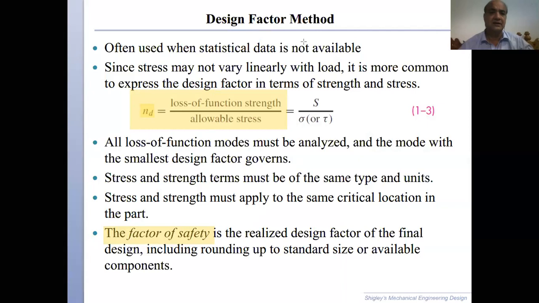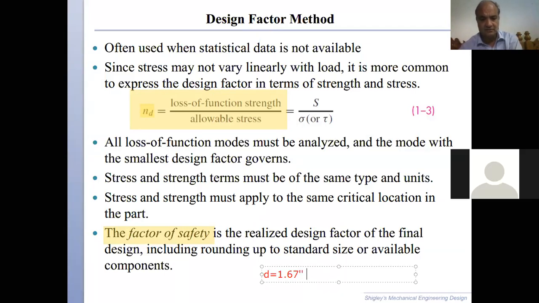For example, let's say you are performing a calculation and the diameter of a shaft comes out to be 1.67 inches. So this 1.67 inches, what do you do with this? You round it. You round it to what? 1.7. So we rounded it to 1.7.